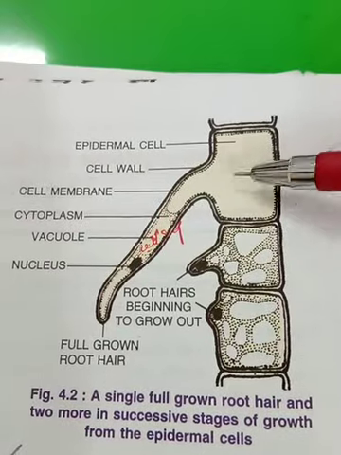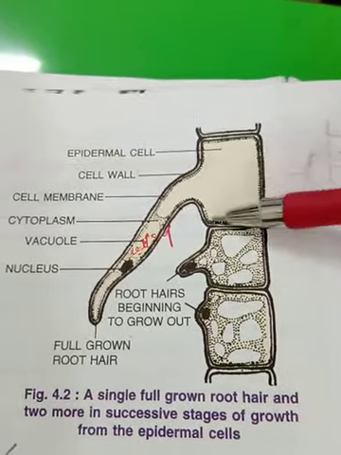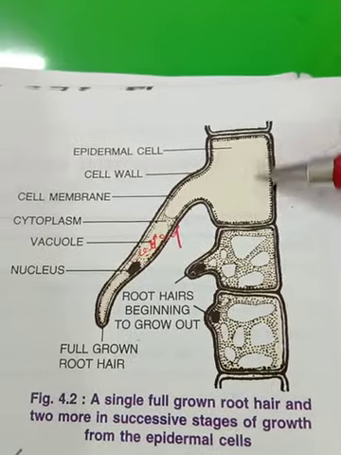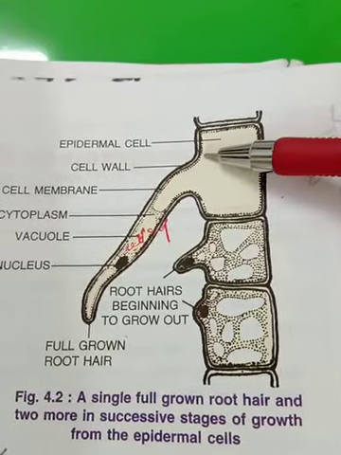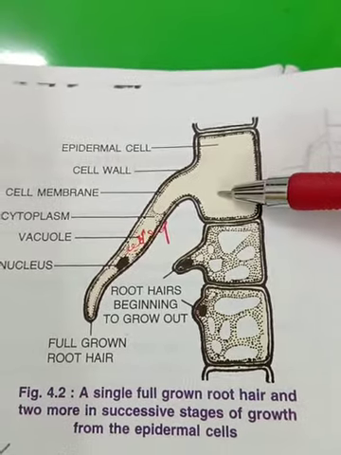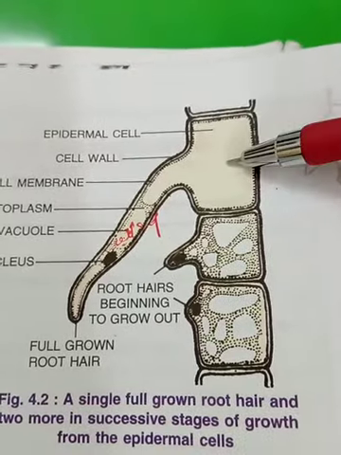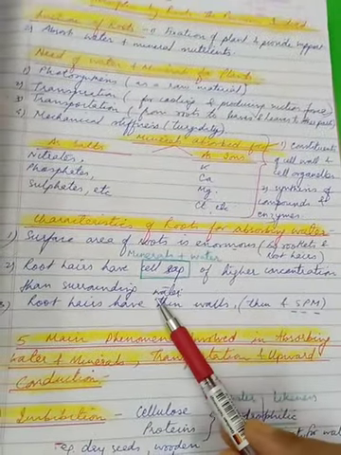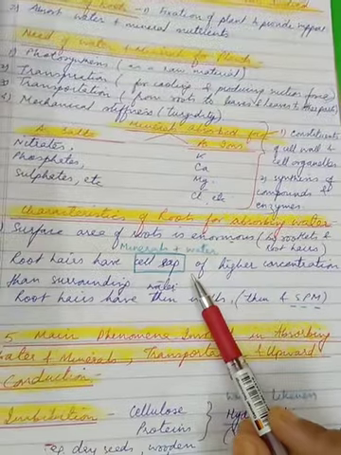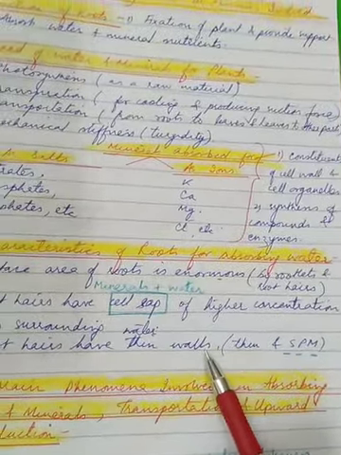So this cell sap is of a very high concentration. High concentration means less water and more of the solutes, forming a viscous composition of the solution. So due to this higher concentration, surrounding water, which is more, starts entering the root hair, right? So this is the second characteristic, that root hairs have cell sap of higher concentration that makes them efficient to absorb water. Third is root hairs have thin walls, right?